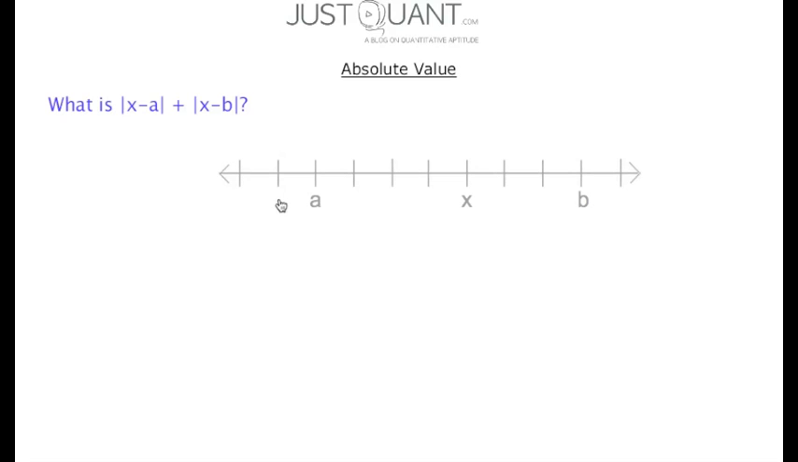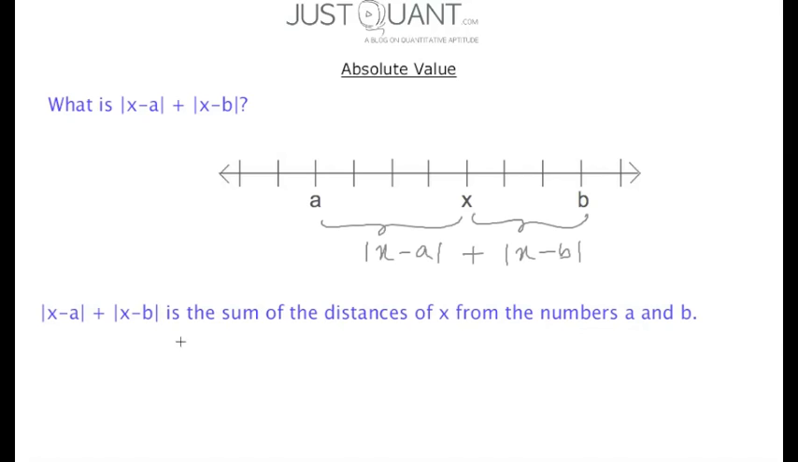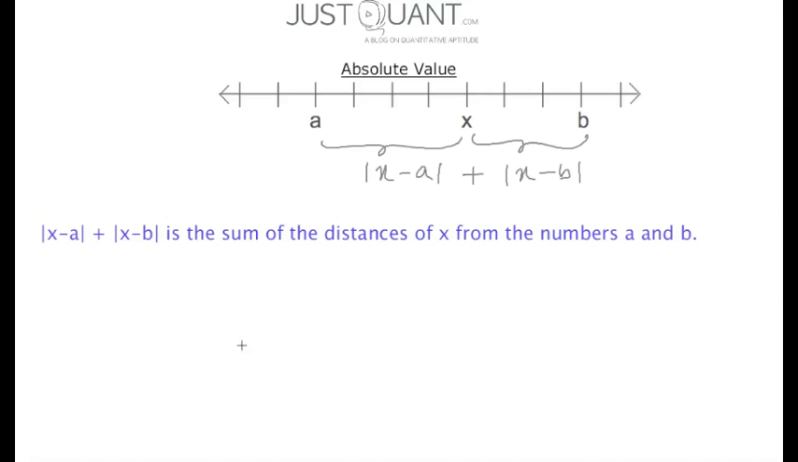Now what do we mean by |x - a| + |x - b|? To understand this, let's represent our number line. Here, the distance of x from a is represented by |x - a|, and the distance of x from b is represented by |x - b|. Here we see that |x - a| + |x - b| is the sum of the distance of x from a and b. Hence |x - a| + |x - b| is the sum of the distance of x from the two numbers a and b, right?